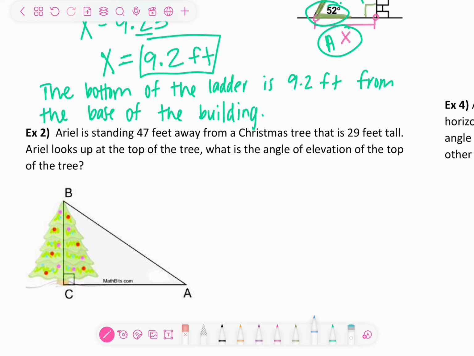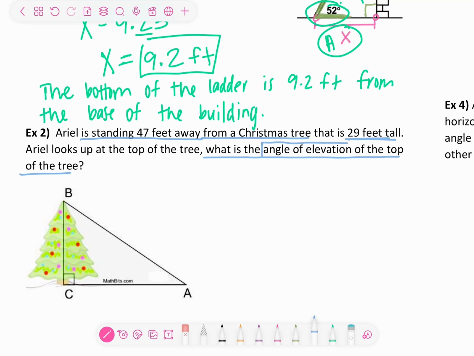So Ariel is standing 47 feet away from a Christmas tree, and that Christmas tree is 29 feet tall. Ariel looks up at the top of the tree. So here's the question. What is the angle of elevation of the top of the tree? Okay, so first things first. We're looking for an angle of elevation, but what the heck is an angle of elevation?